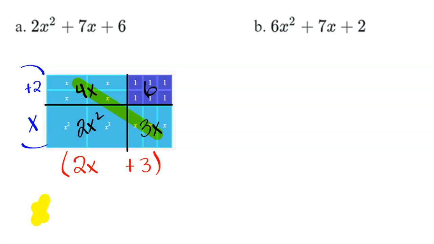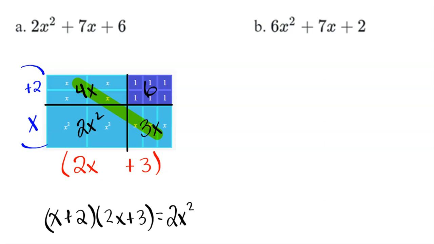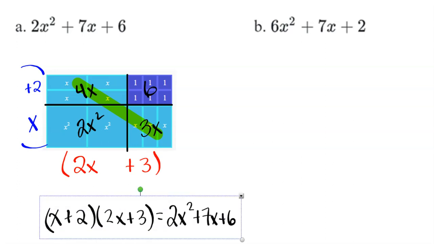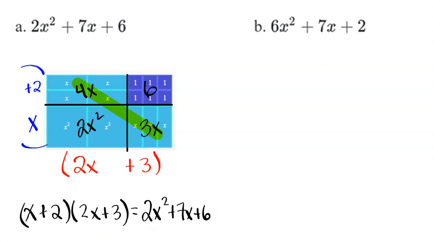And so we would say that x plus 2 times 2x plus 3 is equal to 2x squared plus 7x plus 6. And that's factoring. We were given the area, and we found the base and the height of that rectangle using the algebra tiles. It takes some getting used to, but it is a bit of an experiment.